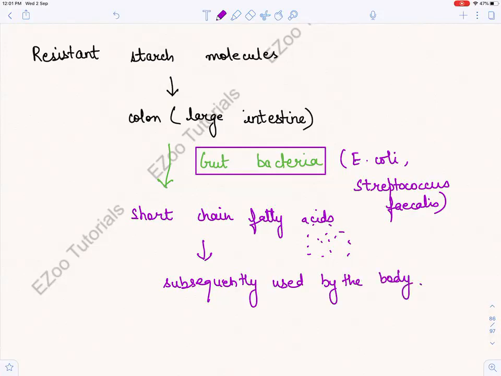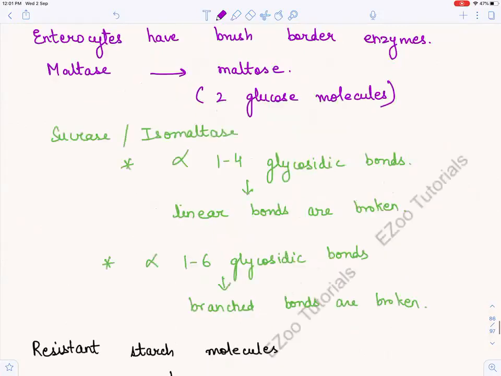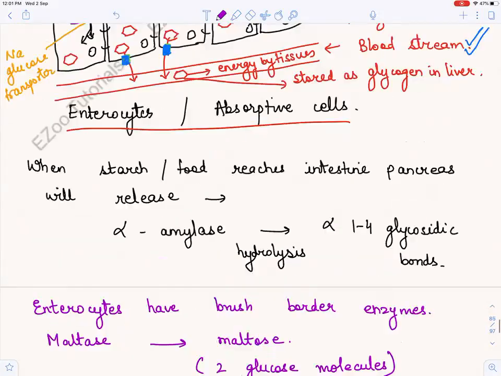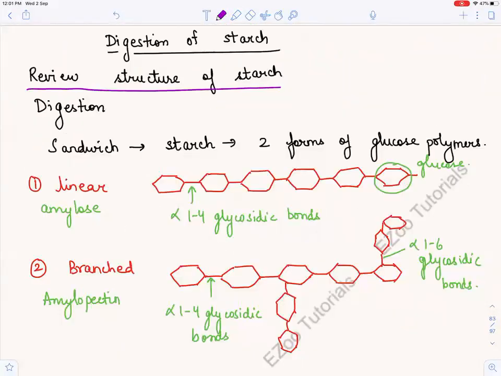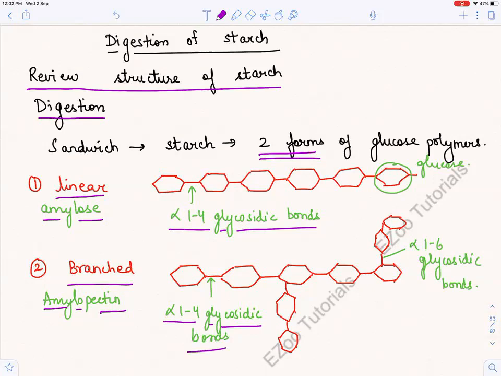So we have done the digestion of starch. We started with the structure of starch, and then we did the digestion. We studied that there are two forms of glucose polymers. One is linear, the other one is branched. This is called amylose, and this is called amylopectin. These bonds are alpha-1,4 glycosidic bonds, and here also in branched, these are alpha-1,4 glycosidic bonds. But these branch bonds are alpha-1,6 glycosidic bonds.